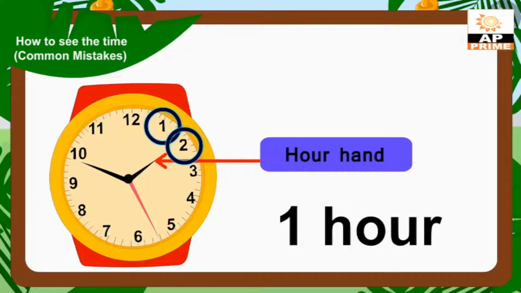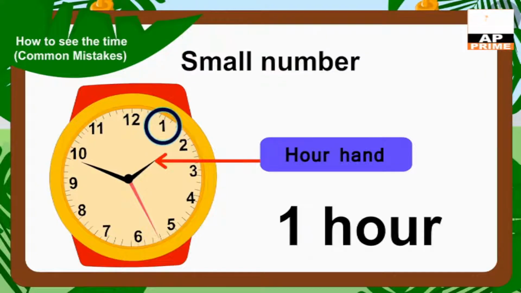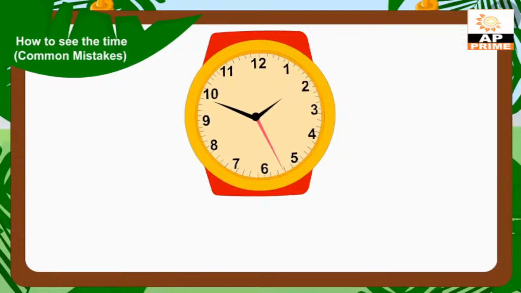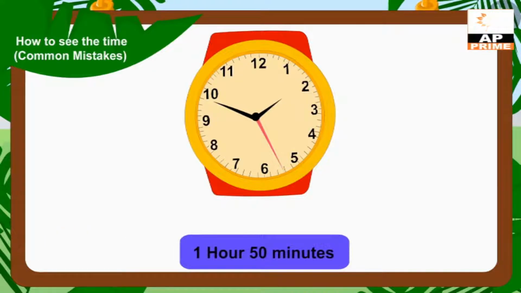Children, remember that whenever the hour needle is between any two numbers, we always have to take the smaller number of those numbers in the hour count. What is the right time this? Yes, the exact time has been 1 hour 50 minutes.